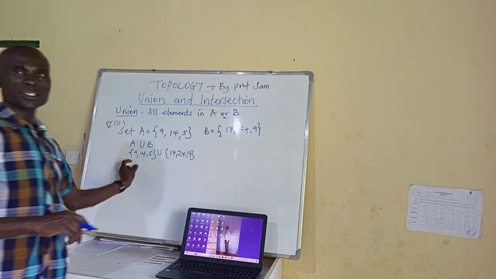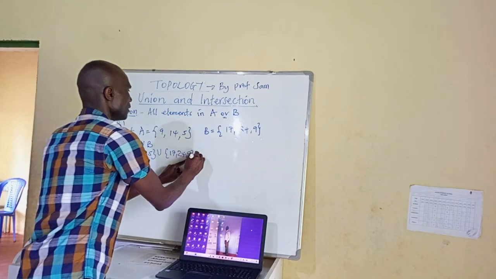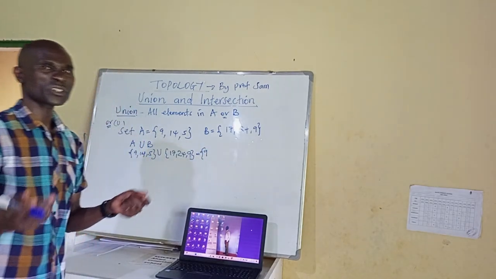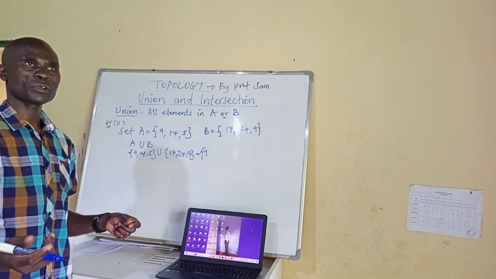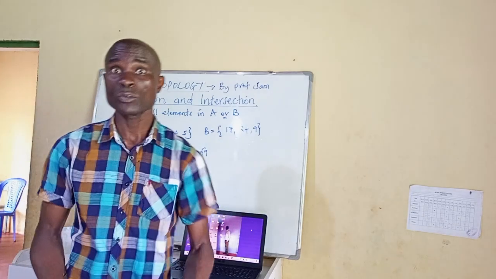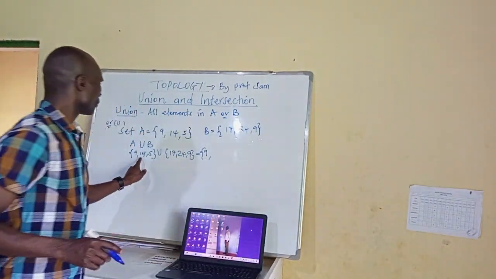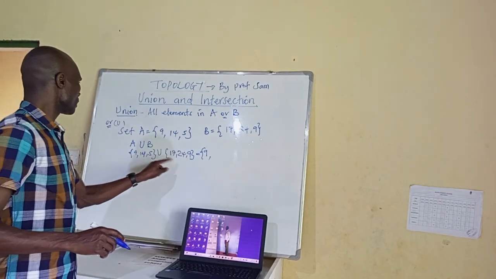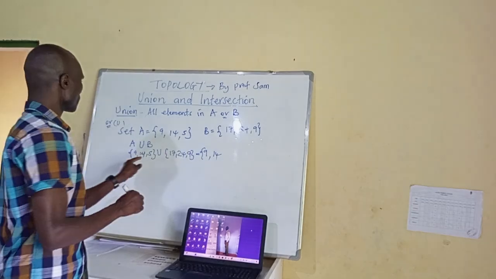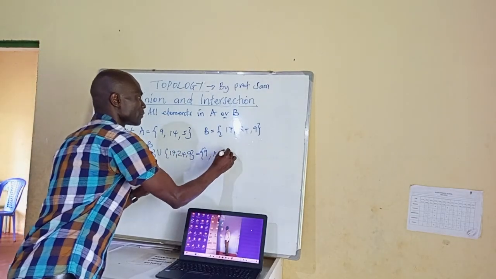Now, 9 is here in A, and 9 is here in B, so we can just have our 9. 9, we cannot repeat because 9 is 9. Whether it is 9 in A, 9 in Europe, 9 in US, 9 will just be 9. So we just write 9, comma, 14. 14 is not here, so we write 14. Next, 5. 5 is not here, so we write 5.